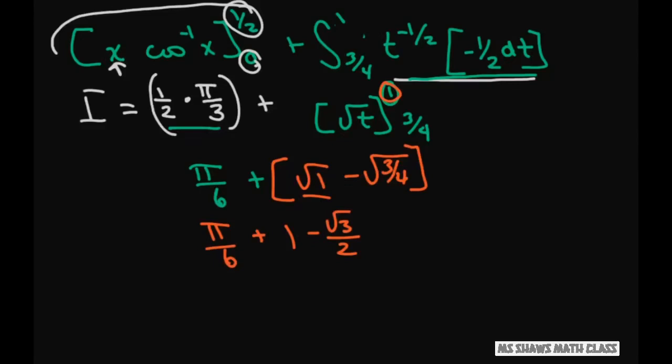And if you want to simplify this further, we can pull out a 1/6, and that would give you pi plus 6 minus 3 square root of 3.